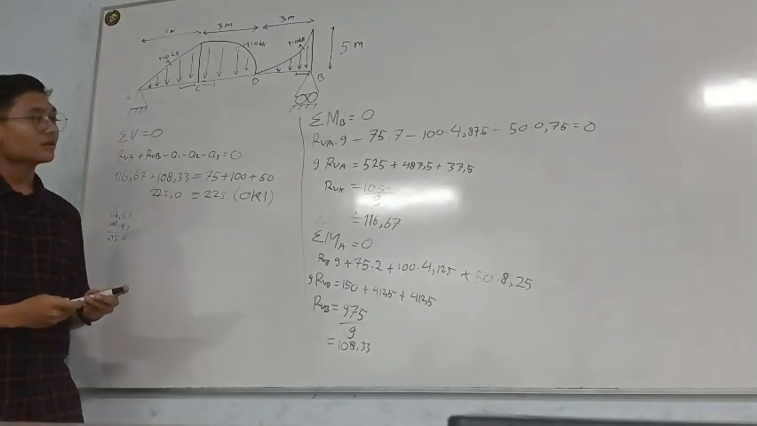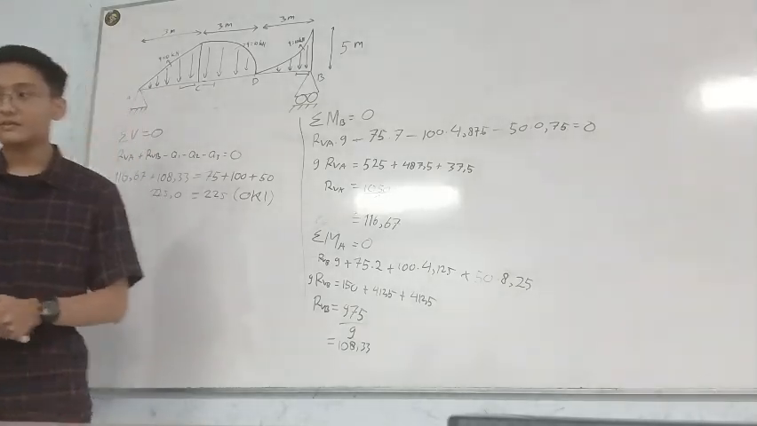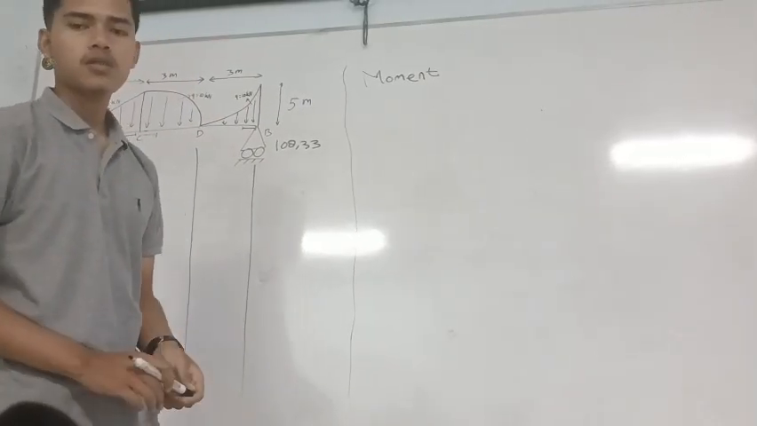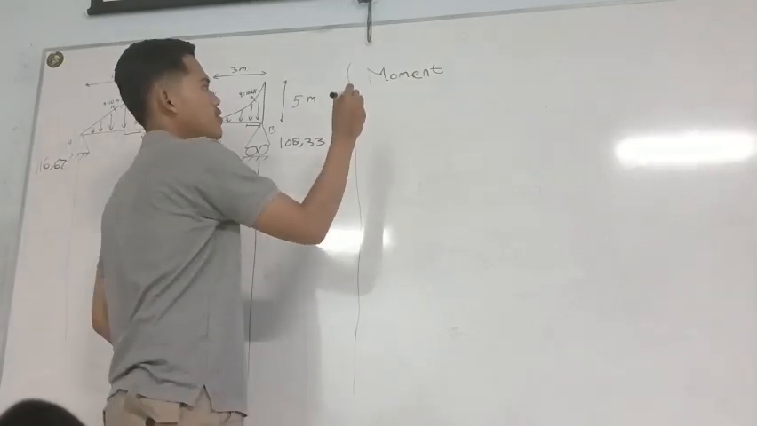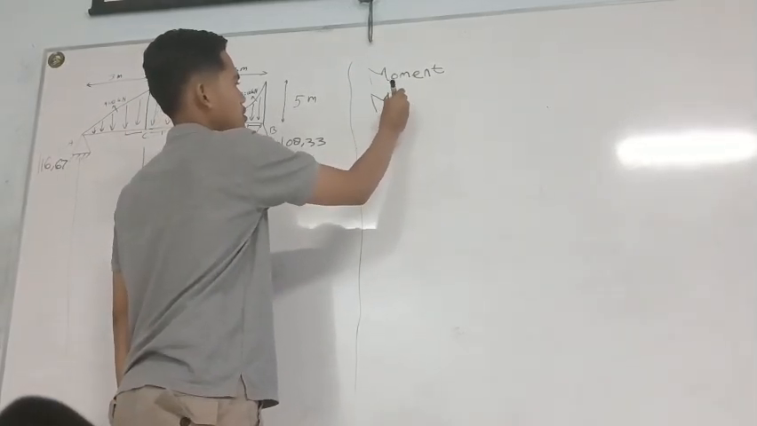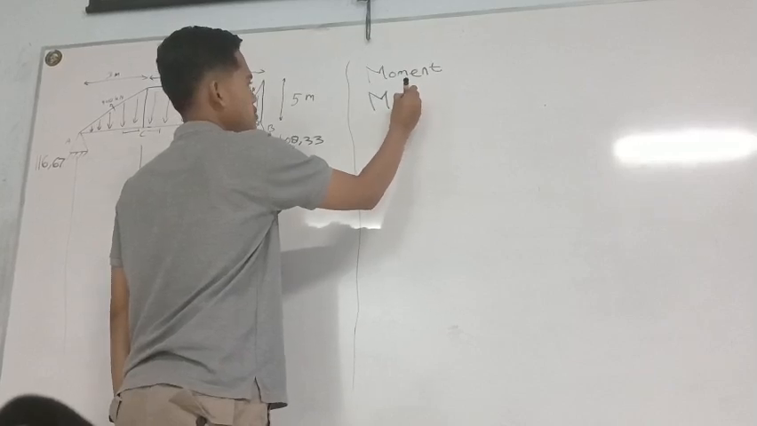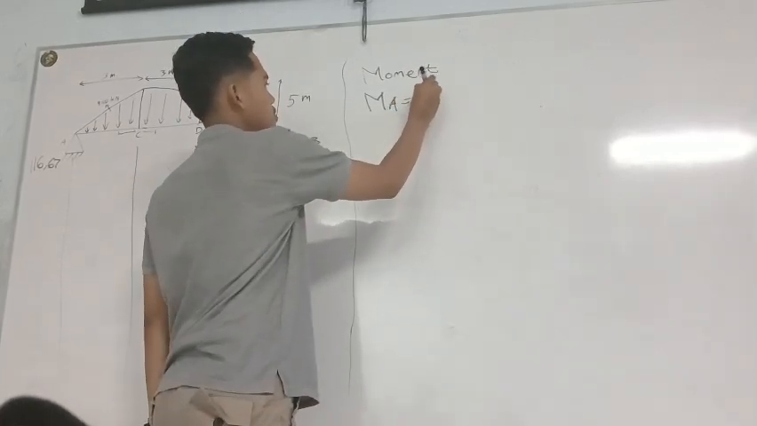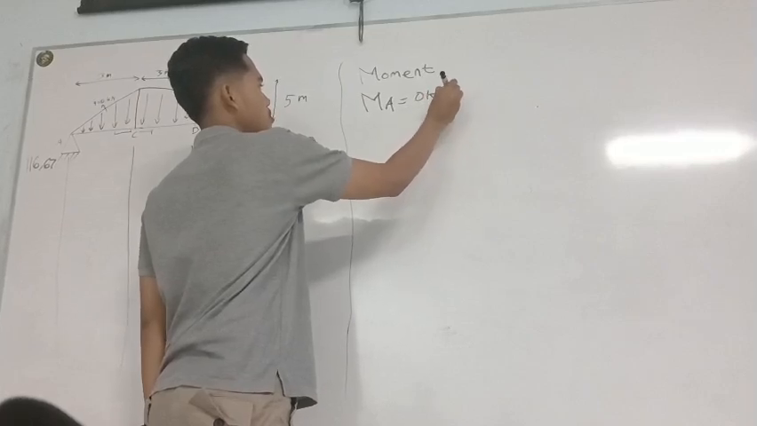The next part is continued by my friend. Okay, I will explain how to calculate the moment. The first thing is MA. As we know, MA is equal to 0 kilogram meter.